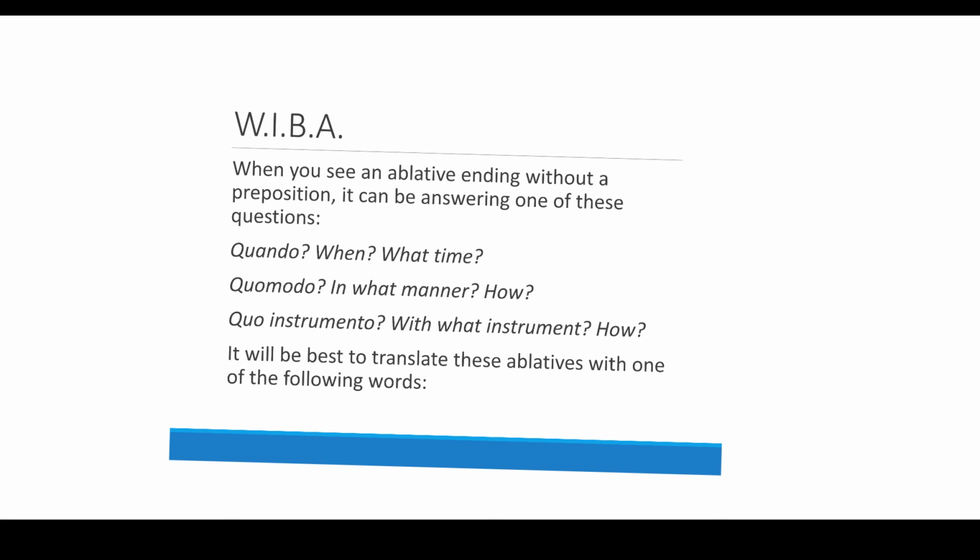So the essentials of what I want you guys to be able to come away with here is that when you see an ablative ending without a preposition, you're answering the questions quando, quomodo, or quo instrumento. Okay? When you see an ablative with a preposition, you just translate it with the preposition. But without a preposition, you're going to want to add one of the following words. With, in, by, or at. One of those 4 words is going to carry you a long way for translating these ablatives without preposition. Okay? So make sure you put that in the back of your minds.